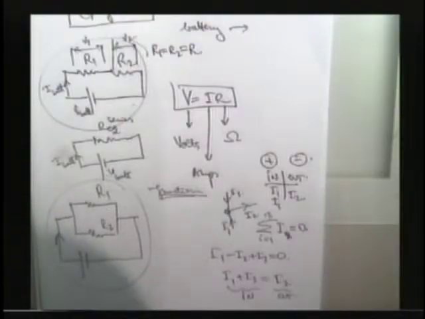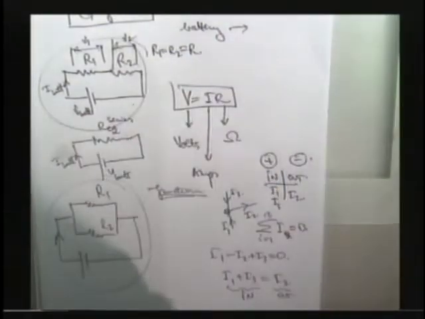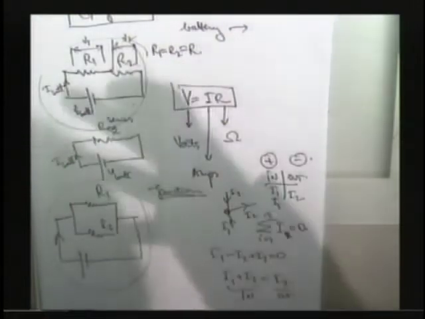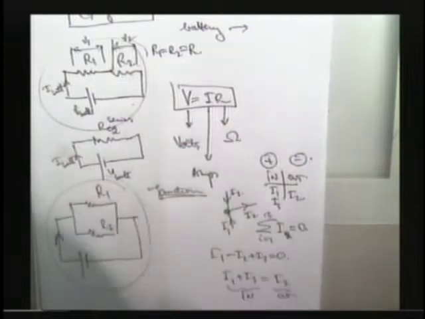How much? Will it be equal or not? Voltage drop across R1 and voltage drop across R2. If the resistors are the same, and if the current is the same, what do you think about the voltage drop? Say it louder, please. They'd be the same. The voltage drop will be the same.